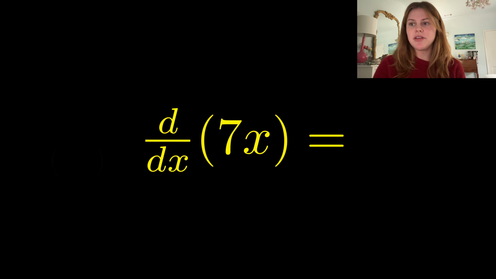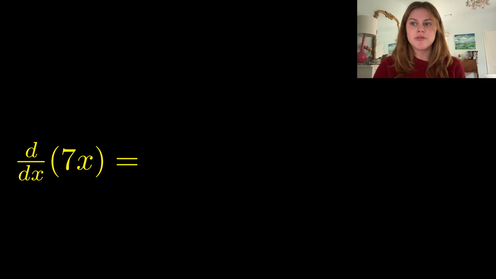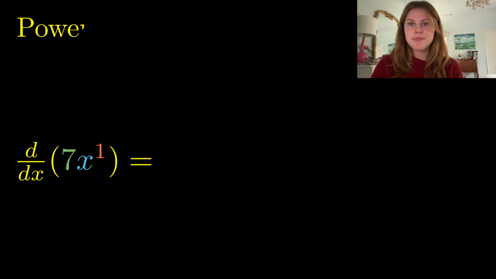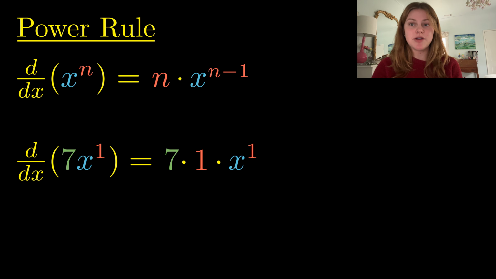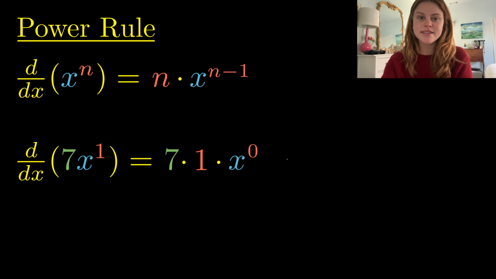Our next example is a bit weird, as it is just 7x. It seems like we don't even have a power here to use the power rule, but remember that 7x is the same thing as 7x to the 1. Using our combination of that constant rule and the power rule like last time, where 7 is our constant, x is our base, and 1 is our power, again, the power rule tells us that after just rewriting our 7, we take the exponent 1 to the front and subtract 1 from the old exponent so that the new exponent is 0. And to simplify, 7x to the 0 is just 7, as anything to the 0 power is 1.